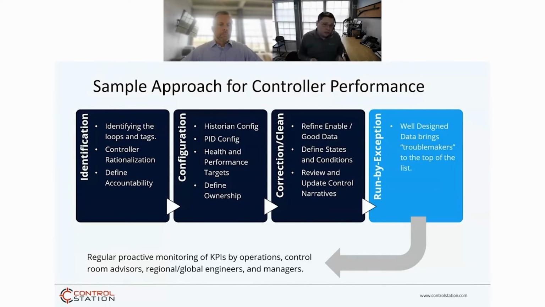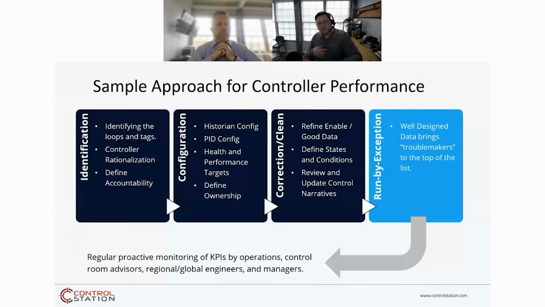Then you have to start configuring this information, whether you're using controller monitoring tools or other analytic tools. You got to configure your historian. You got to collect your data. You got to define your targets, right? Then you got to define the ownership of this, right? You got to make sure that somebody owns this particular process.